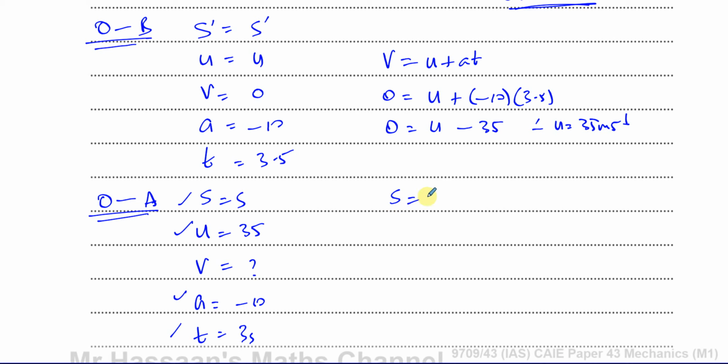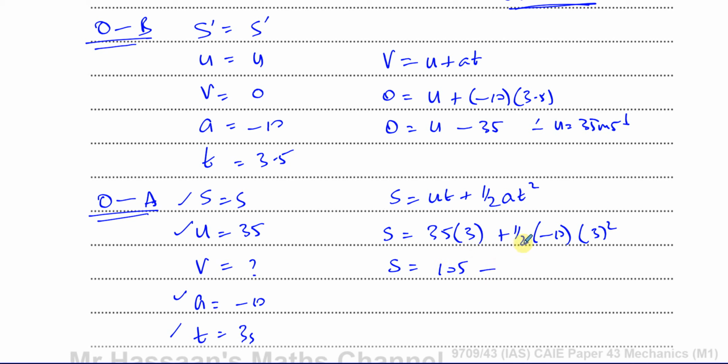So we have S, U, A, and T. So we can say S equals UT plus a half AT squared. So we can say S equals U, which is 35, times T, which is 3, plus a half times A, which is minus 10, times 3 squared. So S is going to be 3 times 35, which is 105. That's going to be minus 5 times 9, which is 45. That gives you 60 meters. So we say S equals 60 meters. So we get the same two answers.